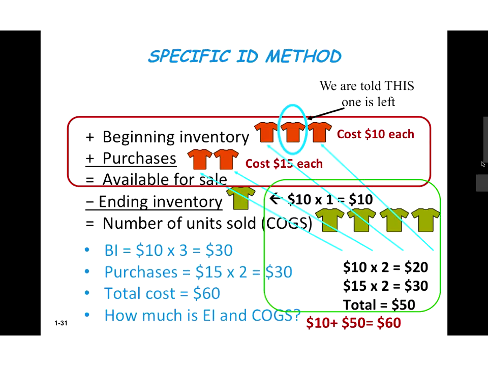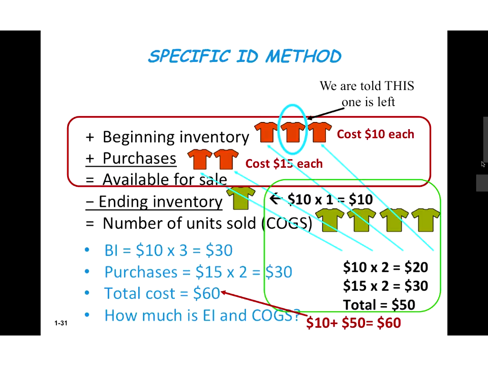So what we see here is we've got ending inventory of $10, cost of goods sold of $50, giving me $60, which is back to the total cost. Okay, so specific identification. It's probably the easiest one to understand. You can point to things and say, well, this one's left, and these were the ones sold. Great. But this does not work.